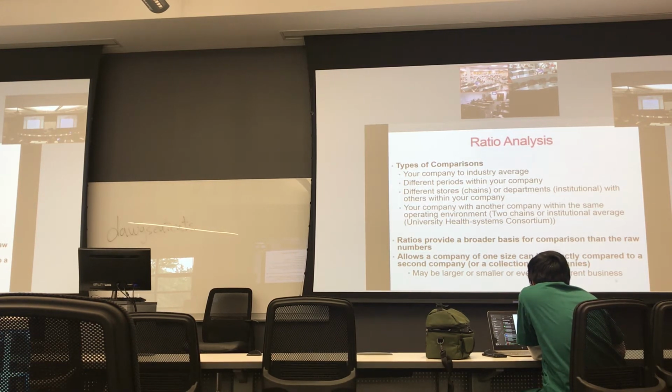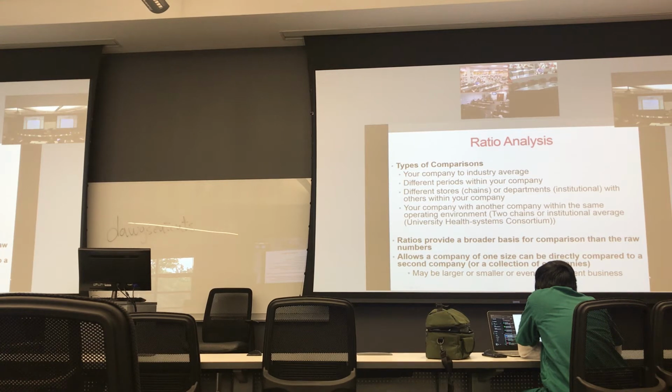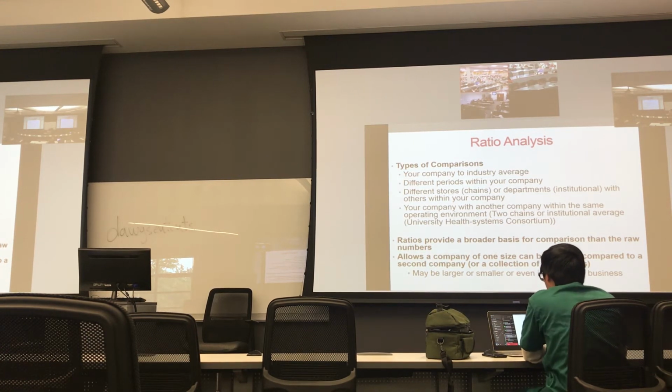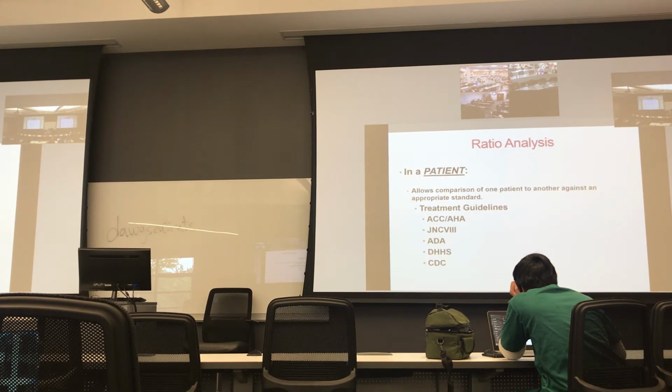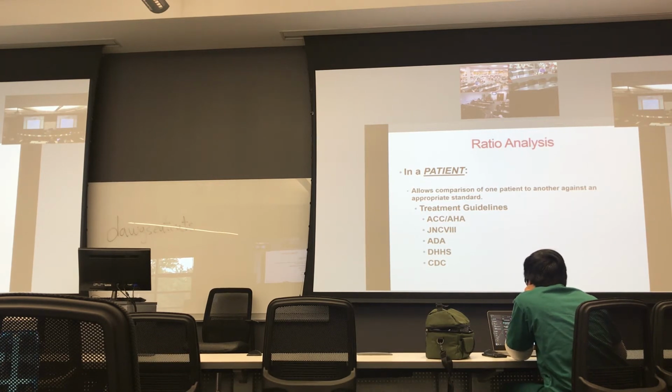So ratios provide a broader comparison, better than the raw numbers, and then you can relate a small company to a large company. So a small independent pharmacy with a large pharmacy, the numbers should really probably be about the same, or if there's a difference, it can be explained away and be appropriate. And then, like I said, you have a standard that's comparable to your ratio with these treatment guidelines that are shown here.